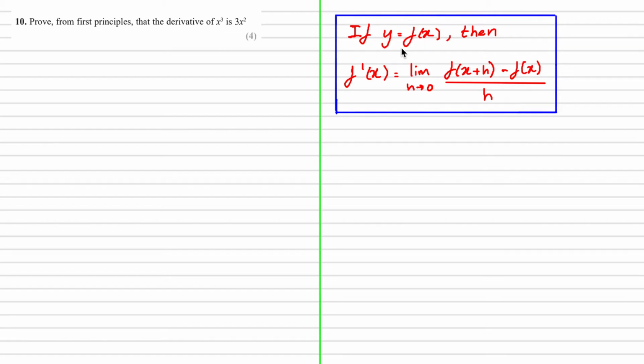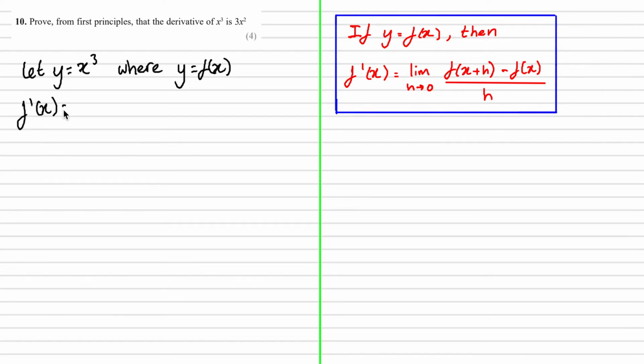It states that if y is a function of x, then f dash x, which means the derivative of f of x, is the limit as h tends to 0 of f of x plus h minus f of x over h. Okay, so the first thing I'm going to do is say let y equal x cubed, or that y is a function of x. So now all I can do is substitute it into the formula.